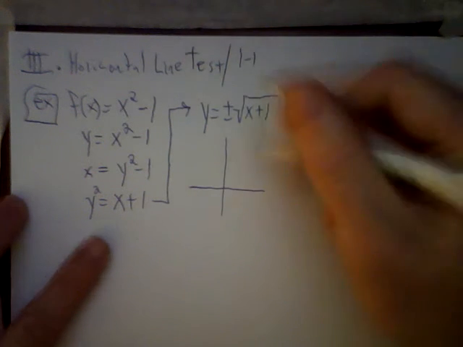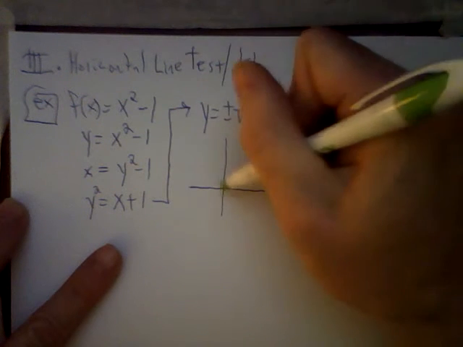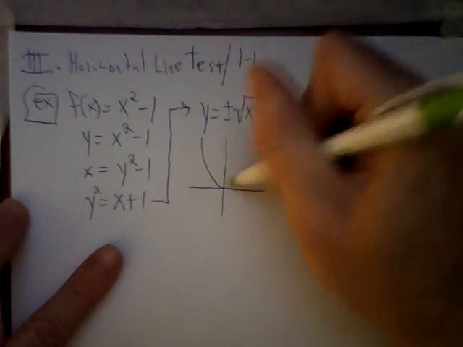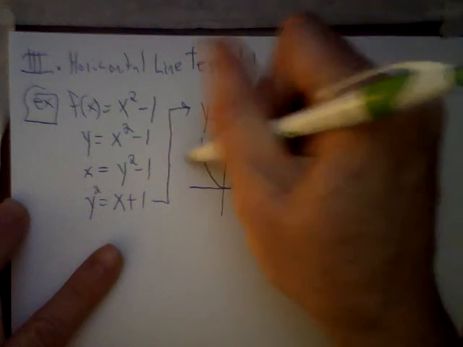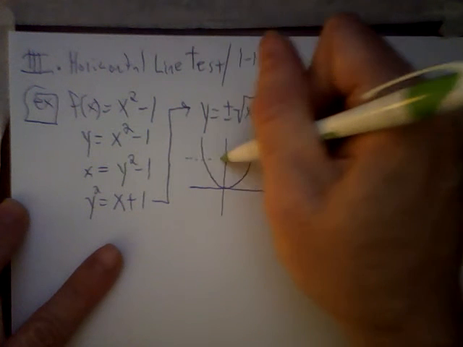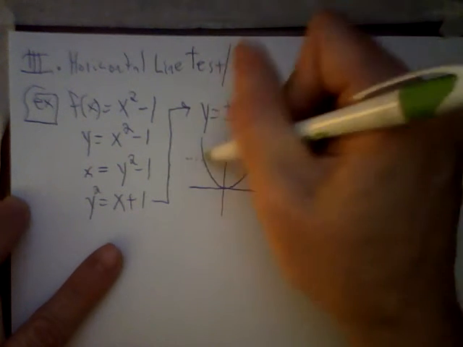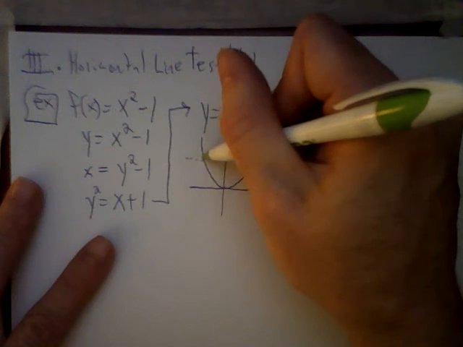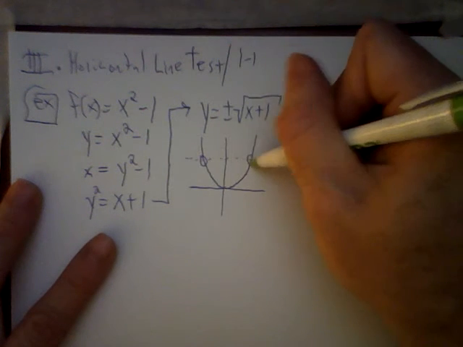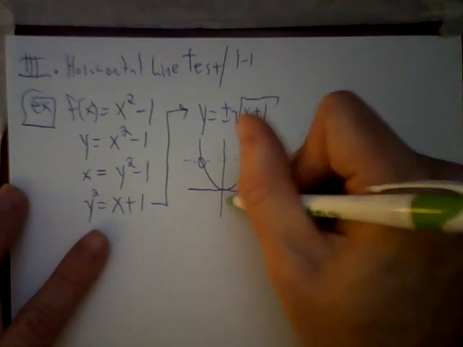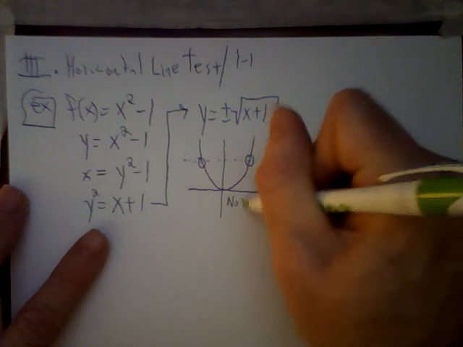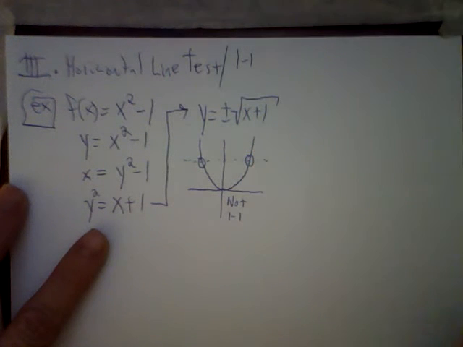So what is 1-to-1? Well, it basically just means it passes the horizontal line test. Okay? And the horizontal line test, just like the vertical line test, if you draw any horizontal line, it can only hit the graph in at most one place. And this one's hitting it in two places, so it's not 1-to-1.